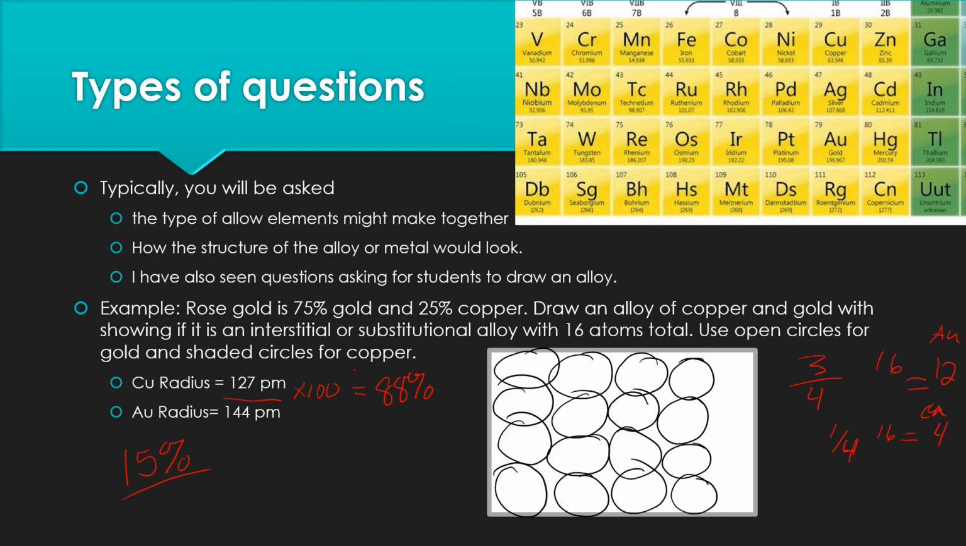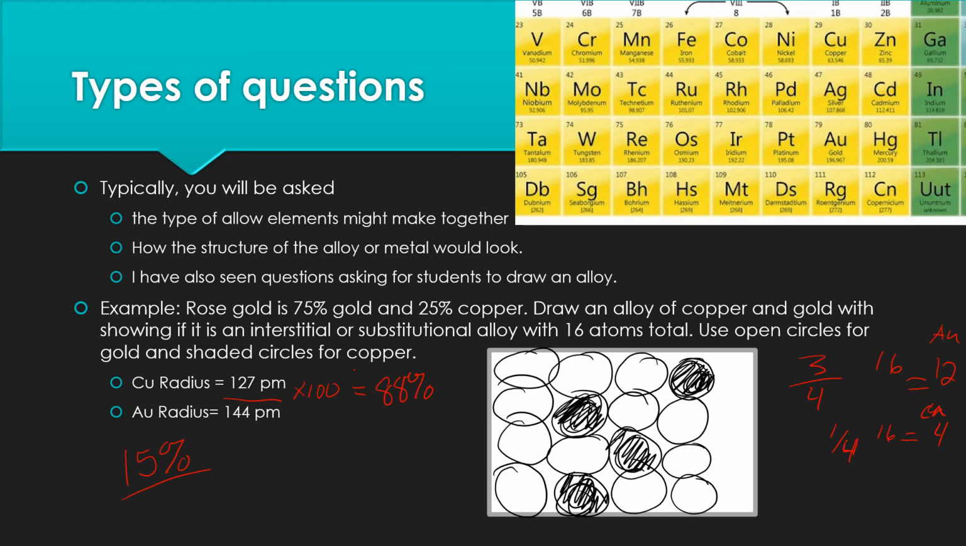Now we want to do our shading of our 16 atoms to show that 12 of them are gold. Now, with alloys, there's no real pattern to it. We just want some of them to be gold and some of them to be copper and spread it out. Our shaded ones need to be copper. So we only need four of them to be shaded in. Pick 4 random ones. Here's one. Here's one. They might be next to each other. And there's 4. So we have answered all the parts of the question.